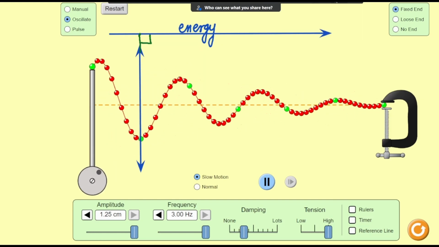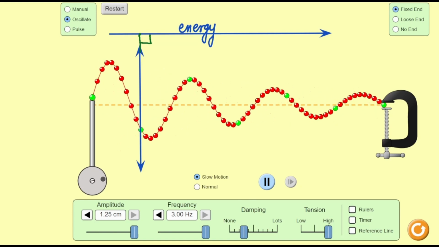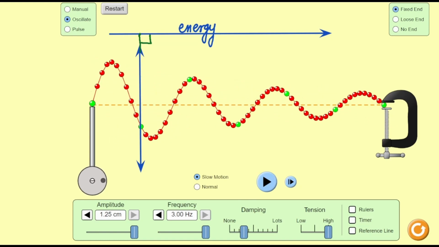Now let's try to pause this at this point. I'm going to pause this animation at a single instant. Okay. Now I'm going to erase this.